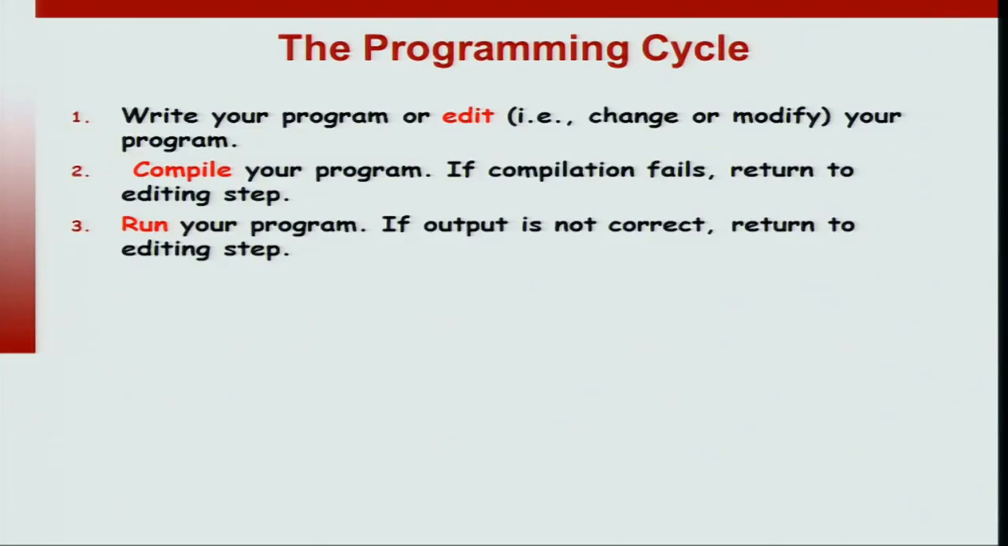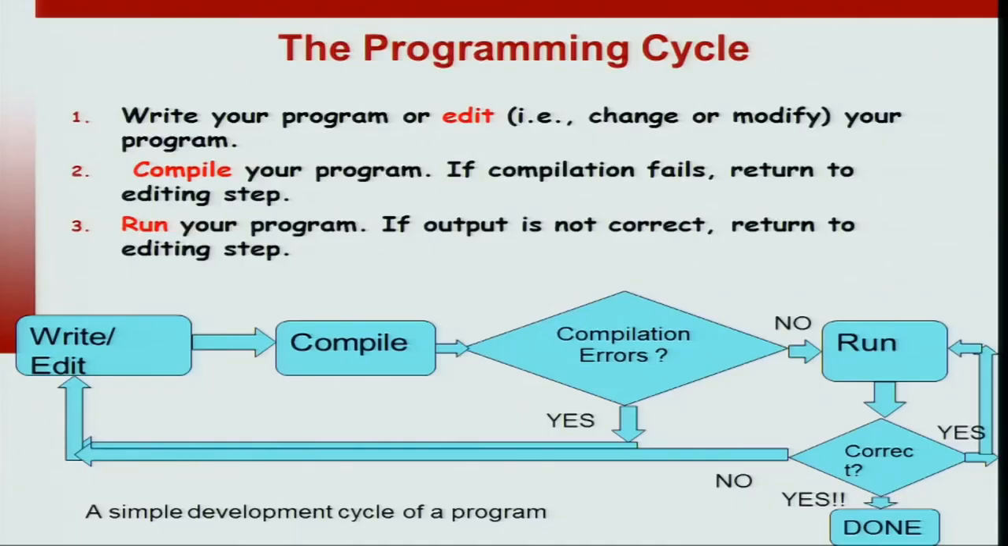One is the process where you write or edit the program, and after you're done editing, you save it and then you compile your program. If your compilation succeeds, you are ready to run the program. If your compilation fails, then you return to the editing step, correct the errors, and compile again. Once the compilation succeeds, you can run the program and check whether the output is correct. If the output is correct, you are done. If not, you go back to the edit process.